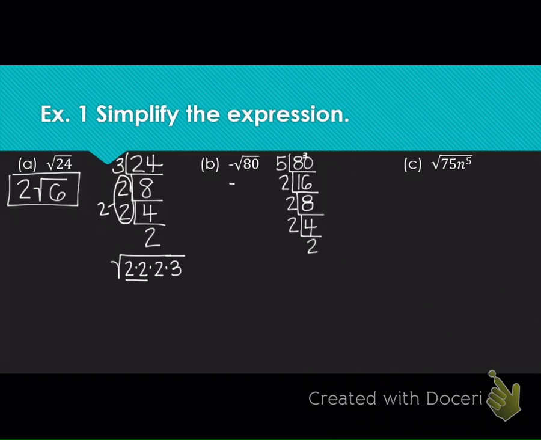So again, I've reached a prime number, I'm done dividing, and I'm not going to put that division symbol down because I don't want to forget about that 2. Okay? Now, I'm looking for pairs. 3 2s. How many pairs do I have? 2 pairs. I have 2 pairs of 2. So this pair of 2s becomes a 2. This pair of 2s becomes a 2.